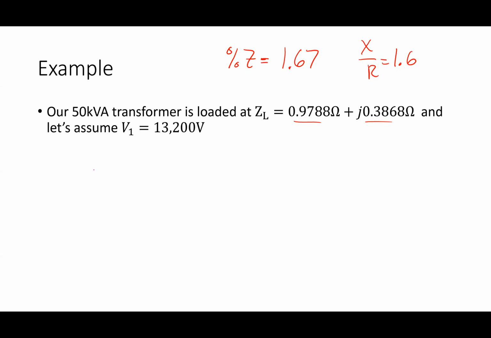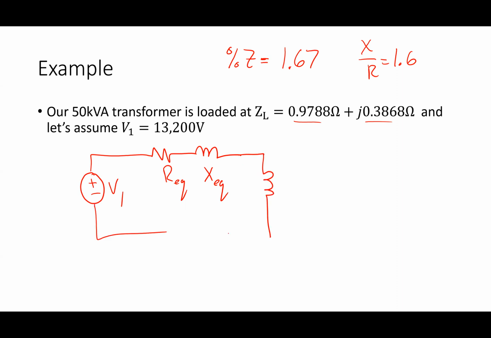So as far as I'm concerned, the circuit I have is here's V1. Here's REQ. Here's XEQ. All right. Here's the ideal transformer, like that. And here's ZL, like that. All right, let's say I want to figure out I1 right here. Okay. What's the first thing I got to do?